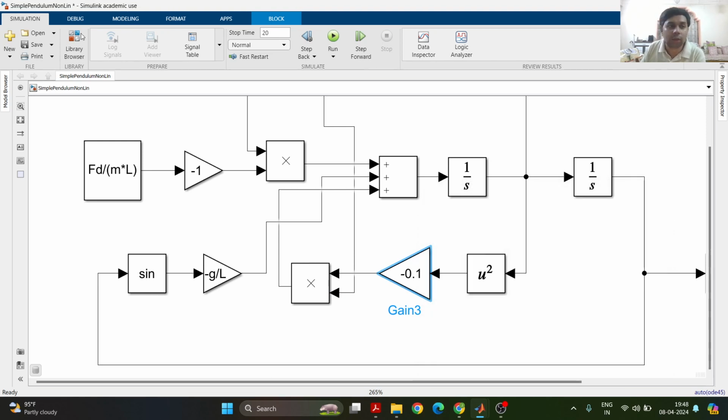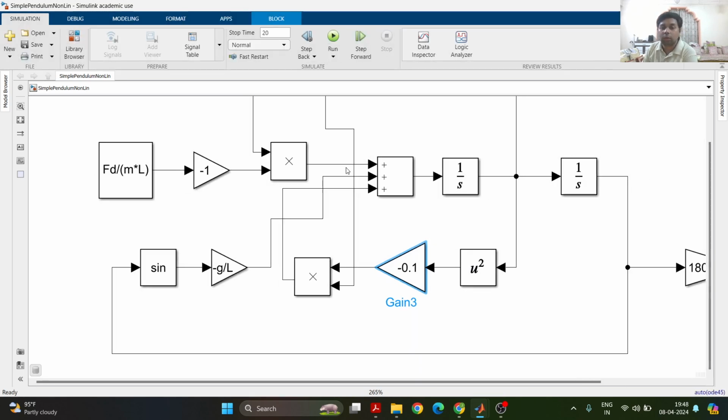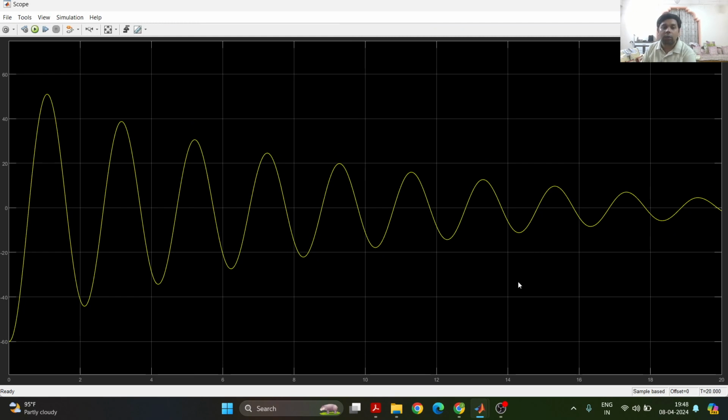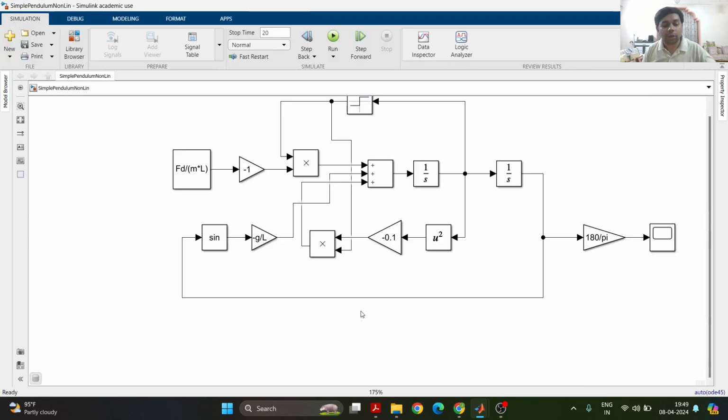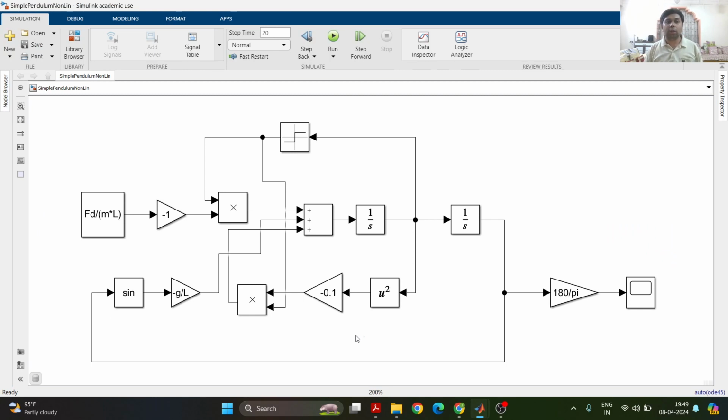So let us now further increase the viscous damping force. And yeah, now we can see that the effect of viscous damping is more present as compared to the Coulomb friction. So in this way we can just tweak the different parameters and see how they impact the behavior of the model. So does that make sense? Okay.